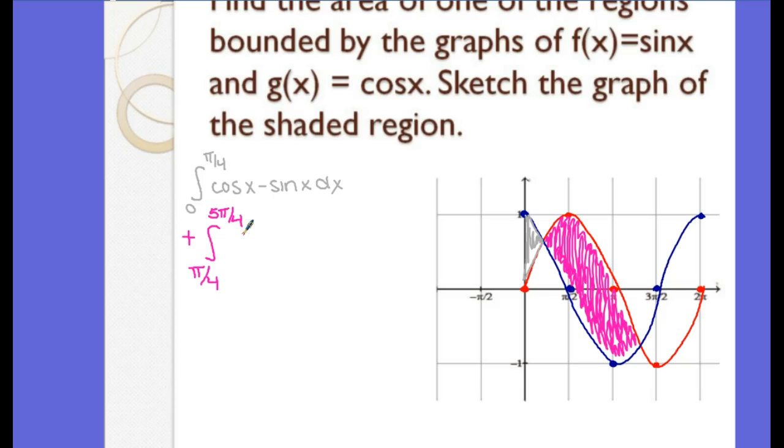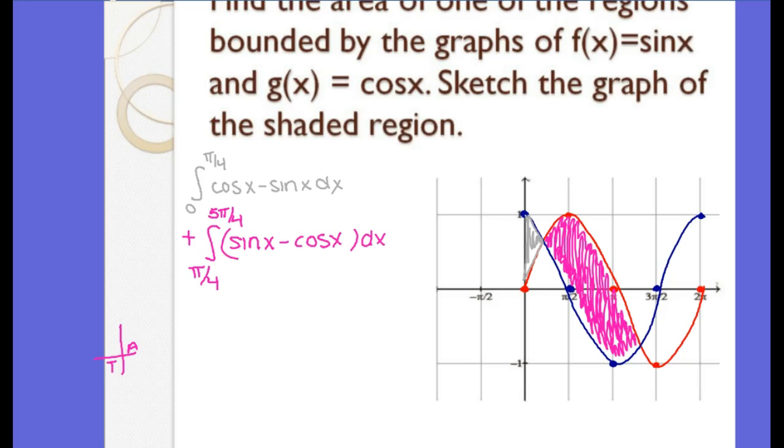What's the top one? Sine minus cosine. Wait, so why is it 5 pi fourths? So go to the unit circle. We know that the cosines and sines have the same values at all the pi fourths, but they only have the same signs here and here. So they're both going to be negative at the same square root of 2 over 2 in quadrant 3. So quadrant 3 is 5 pi fourths.